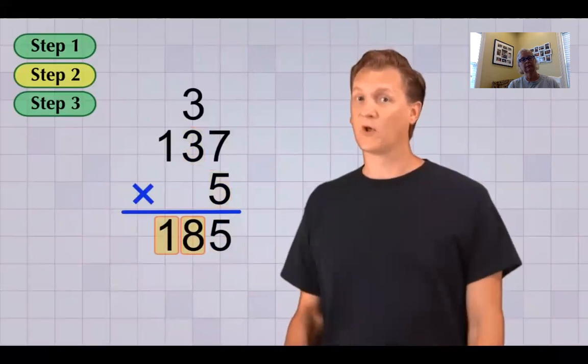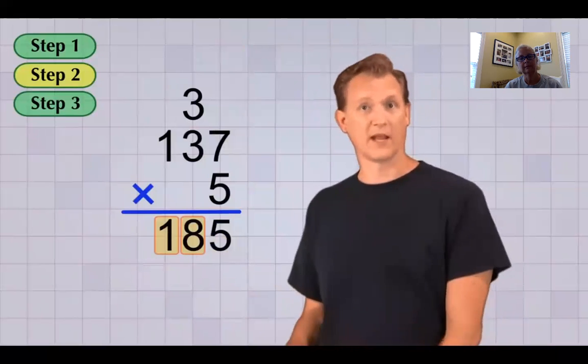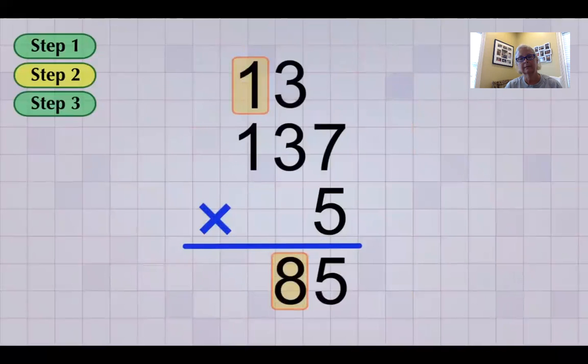But once again, our answer is a 2-digit number, so we leave the 8 in our answer line, and we carry the 1 up to the top of the hundreds place column. Now for our third and last multiplication step. We have 5 times 1, which is just 5.